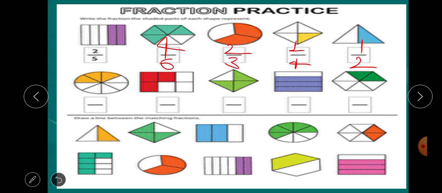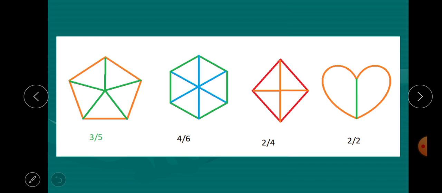Rest you can do by yourself in the same way. Now here some figures are given, and here we have to show the fraction 3 by 5. Means out of these 5 equal parts we have to shade 3 parts. So we can shade any of these 3 parts. One part shaded, second part shaded, and we can shade any third part also. So this will show the fraction 3 by 5.